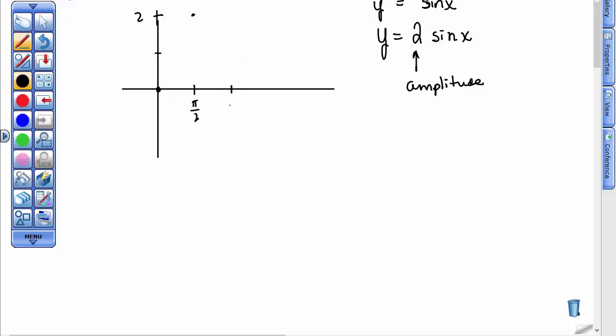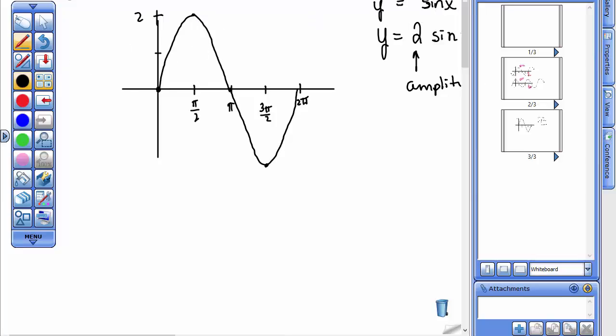So when I put a 2 in front, the sine curve just looks, I'm trying to exaggerate a little bit, taller. At 3 pi over 2, it goes down to about negative 2, and at 2 pi it comes back again. So the period was still 2 pi, but the height changed because of this 2.